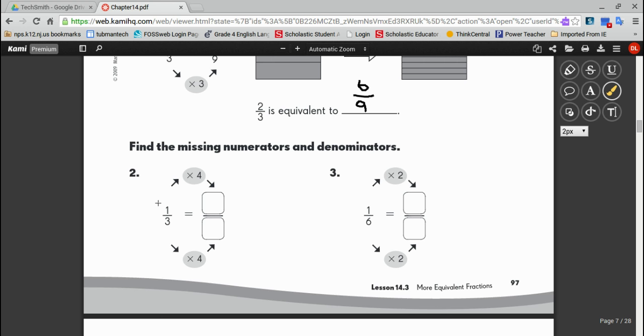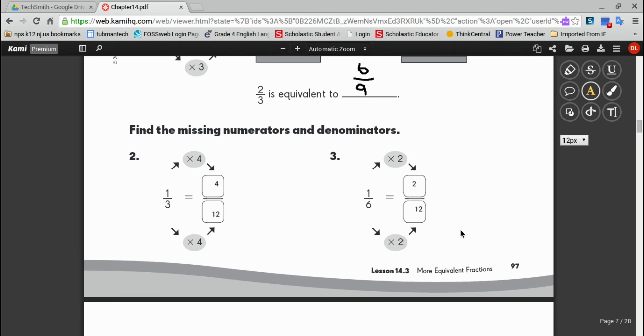Alright, number 2, find the missing numerators and denominators. So this is just a simple multiplication. 1 times 4 is 4. 3 times 4, well, 3, 6, 9, 12 is 12. Let's do number 3. We're multiplying by 2. So 1 times 2 is 2, and 6 times 2, well, that's 12. So 1/6 is equal to 2/12.